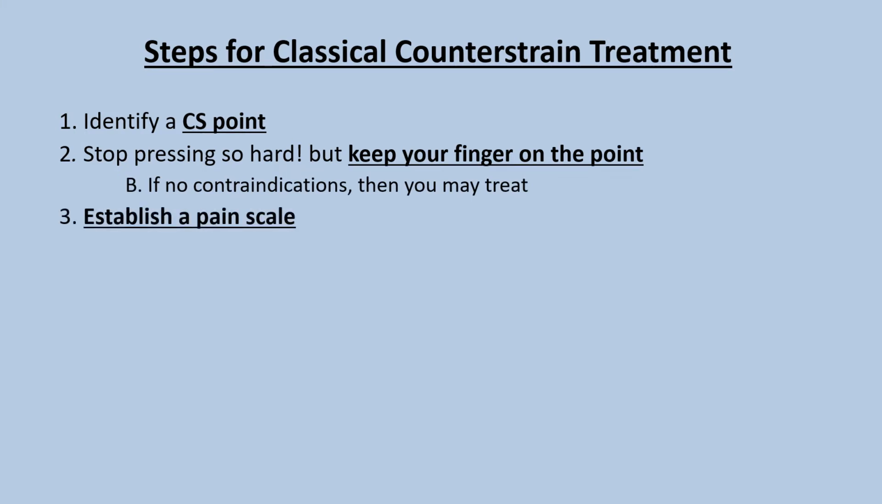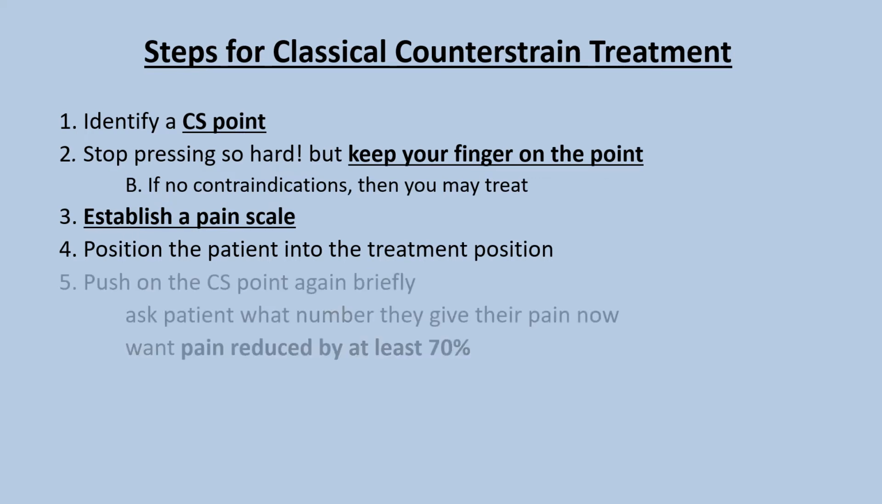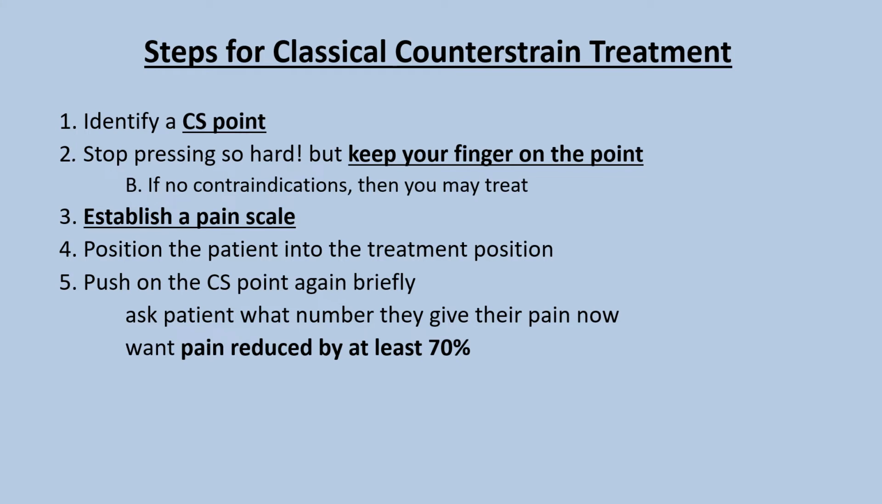Then establish a pain scale. Tell the patient to think of the pain they felt when you were pushing on the point as 100% or $10 worth of pain or some such analogy. Now, position the patient into the treatment position, usually done passively, but if needed, you can ask the patient to help with this step. By monitoring the point, you will know when the optimal treatment position is achieved because the point no longer feels like a sinkhole, and when you briefly push on the point again, the patient will report a 70% or more reduction in the pain when you ask them.